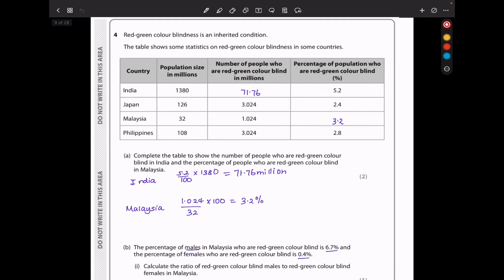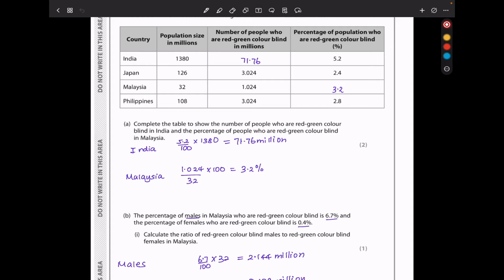So we can see the country, the population size in millions, the number of people who are red-green colorblind in millions, as well as the percentages. The first question says complete the table to show the number of people who are red-green colorblind in India and the percentage of people who are red-green colorblind in Malaysia.